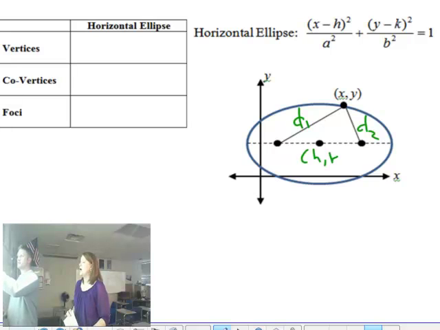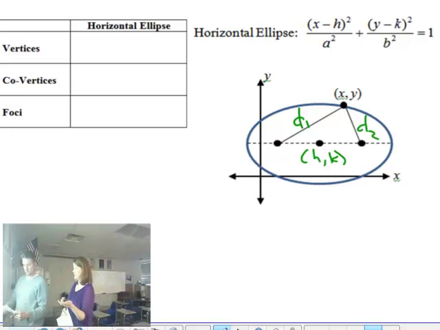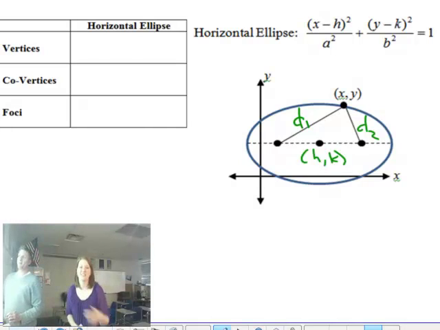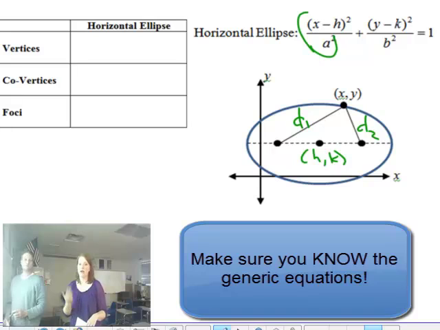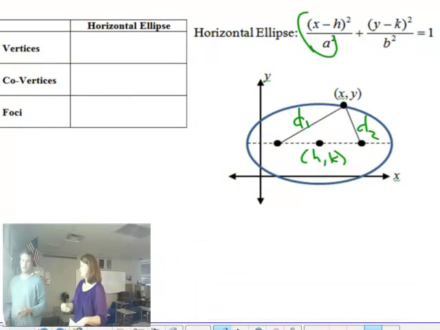And we should point out, because I forgot to point this out on my problem, notice on your equation, your a value, which is bigger, is underneath your x. On my equation, the a value was underneath the y because it was vertical. And that's a direct way to decide if you're dealing with a vertical or horizontal ellipse. All right, how about if we talk about the foci?